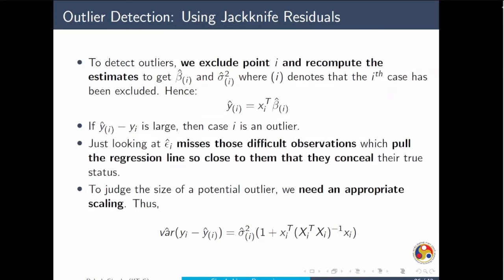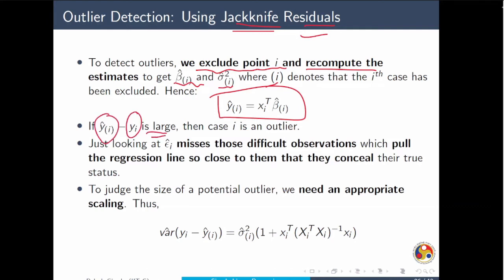One is jackknife residuals. This is a long story. Here, we have n points; we exclude the point i and recompute the estimate. So based on the n-1 observations, you get the estimates and define that one. Now you check whether this quantity, the predicted value minus the observed, is large or not. If it is large, then it is an outlier. And now the question is, how large is large? It depends on the context.